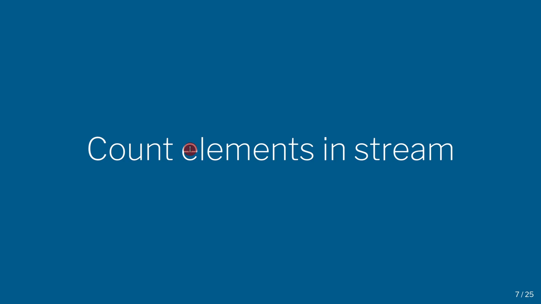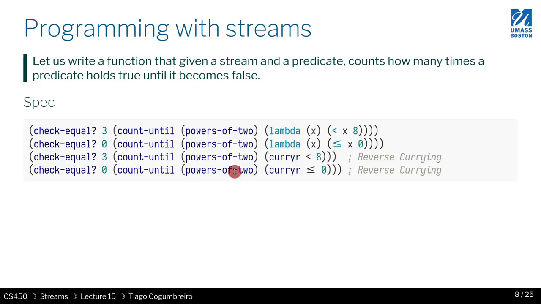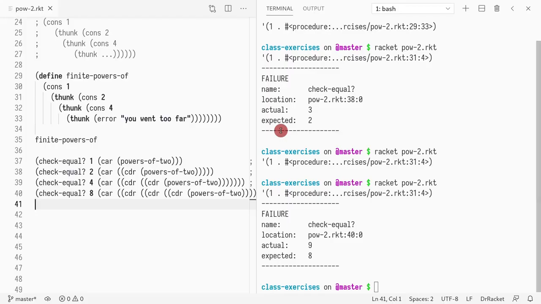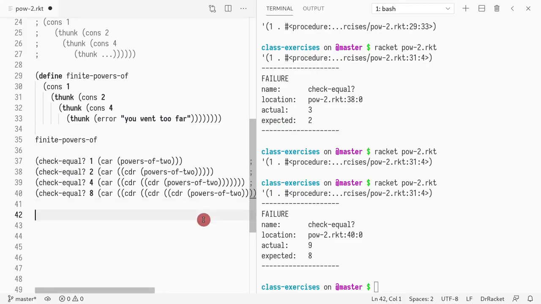So let's do our first exercise, where we want to count how many elements are in the stream up to a certain value. In this case, I want to take a stream of powers of 2, and I want to know how many elements are smaller than 8. The idea is that my count until will count how many elements match this, and once it does not match, you just return the value. Just to show you how one would think to implement and operate a data structure like such.